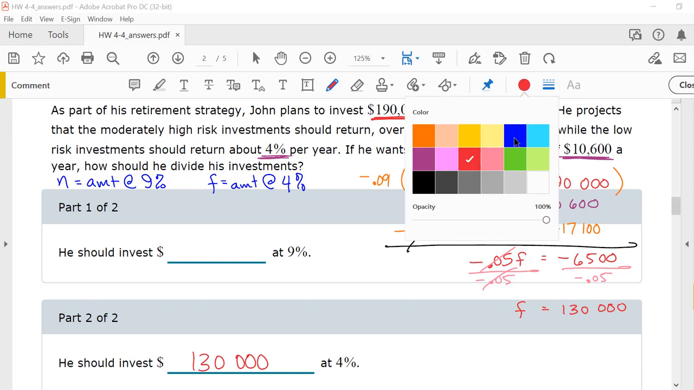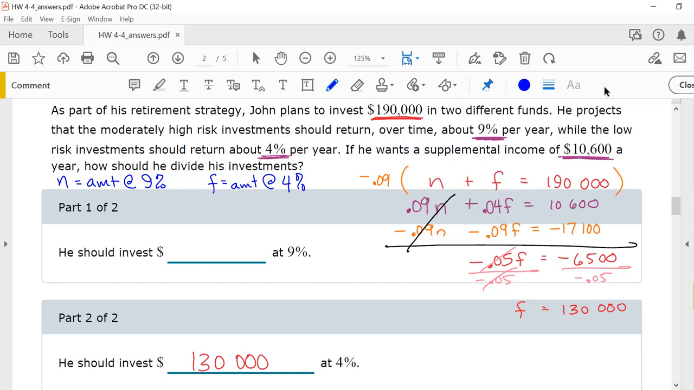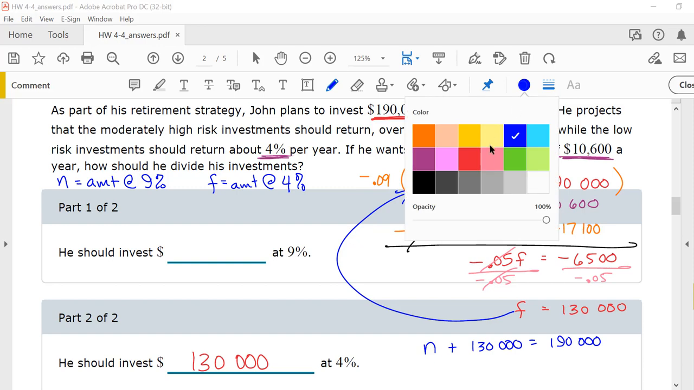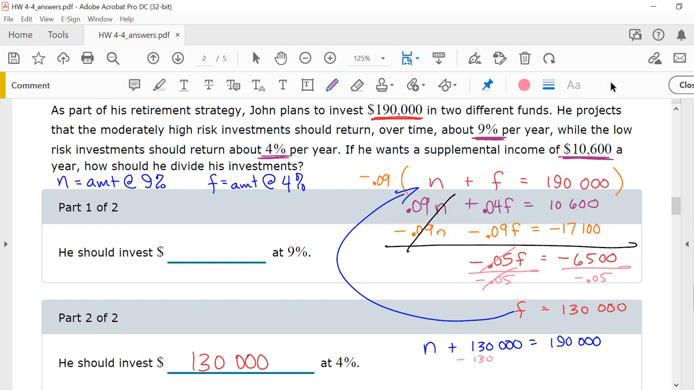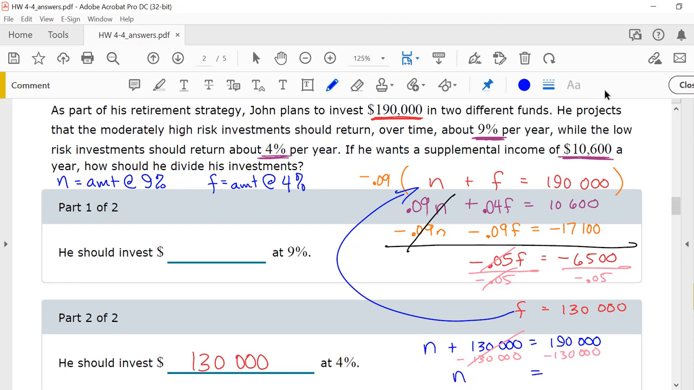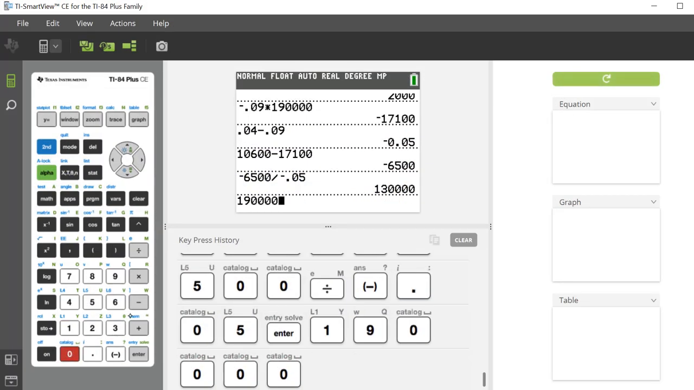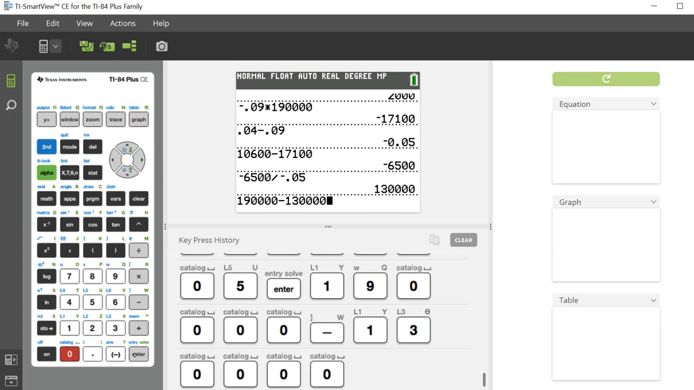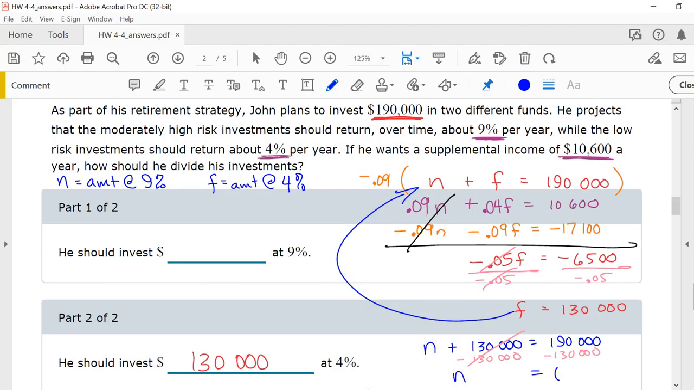Now, if I invested a total of $190,000, I'm going to plug that value back into the top equation. N plus $130,000 equals $190,000. I need to subtract 130,000 from both sides, and I find out that N equals 60,000. So I need to invest $60,000 at 9%.